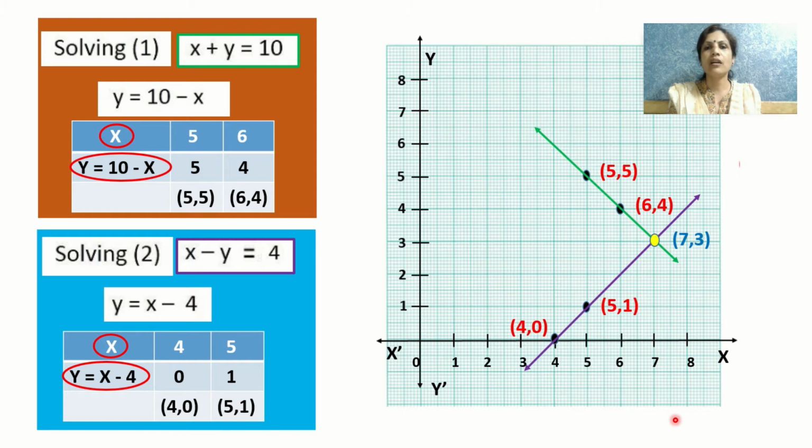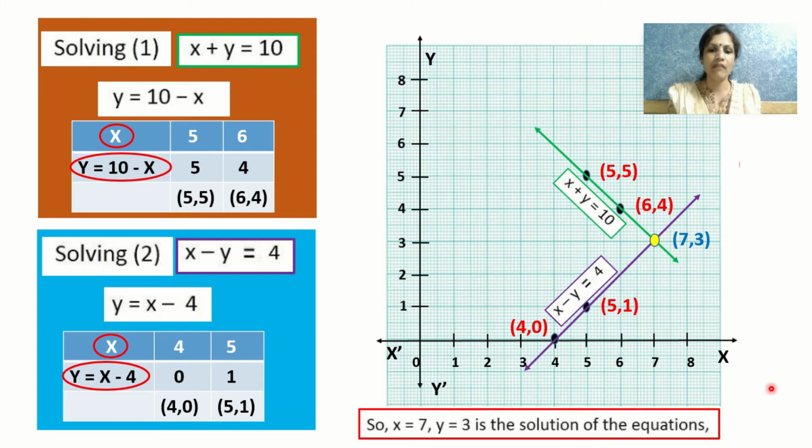Once you draw the graph, do not forget to write the equation for that particular line. So we'll be writing x plus y is equal to 10 for the green line and x minus y is equal to 4 for the other line. So from the graph, we got our answer as x is equal to 7 and y is equal to 3 is the solution of the given condition or given sum.